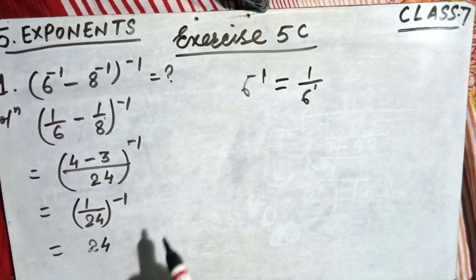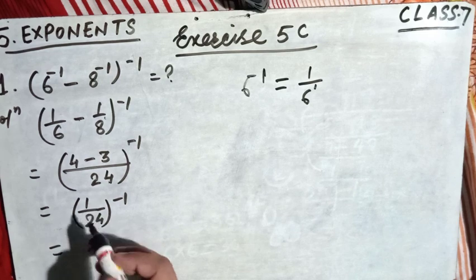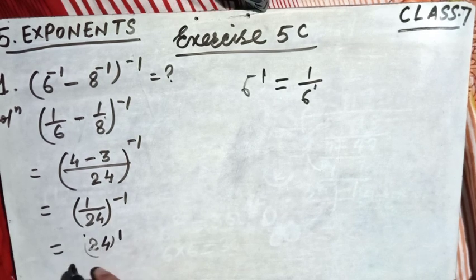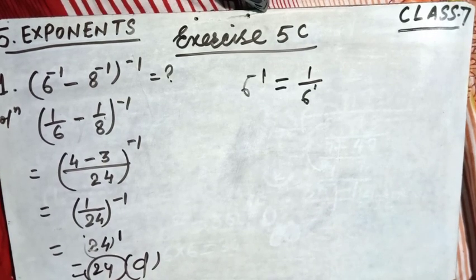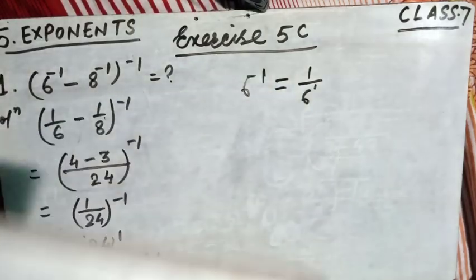That means this could be written as 24 upwards and 1 downwards, and the sign here is positive, 1. That means 24 is your answer, so D is the answer. I hope you will understand. Watch this video lecture till the end. Now see the next question, number 4.